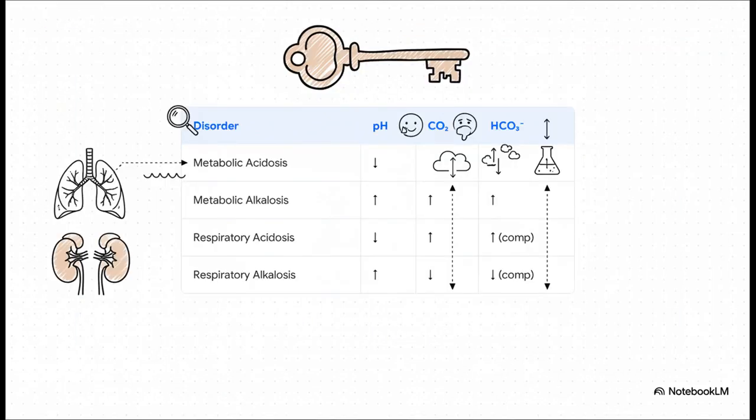And here it is. This is our master key. This is where it all clicks. You just follow the clues. So let's take an example. Look at that third row.